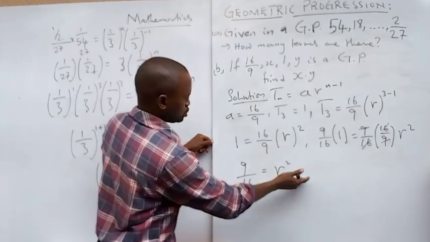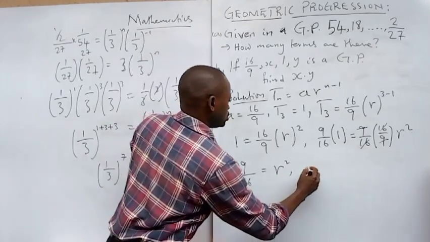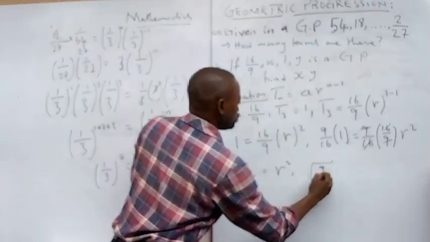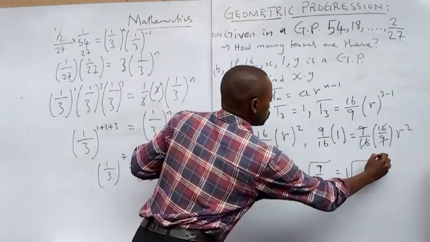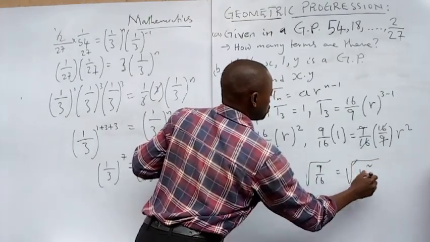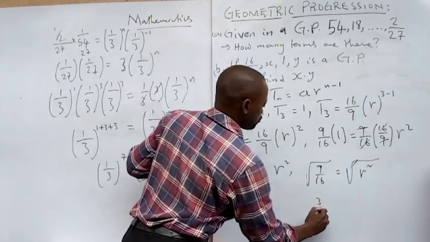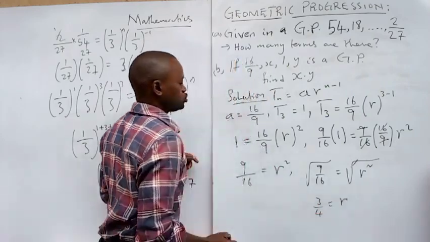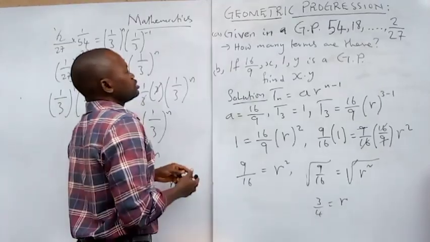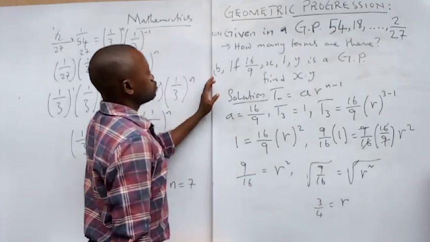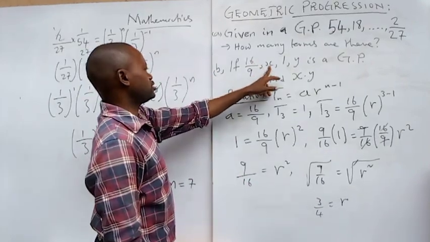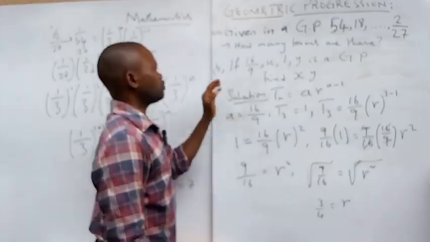Taking the square root of both sides, you will now see that the square root of 9 over 16 is equal to the square root of R squared. Take care of this. So we have 3 over 4 equals the common ratio. Now the common ratio is 3 over 4. That's not the end, because what we're asked here is to find the product of x and y.